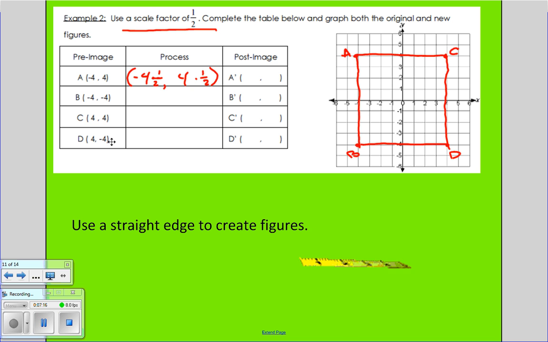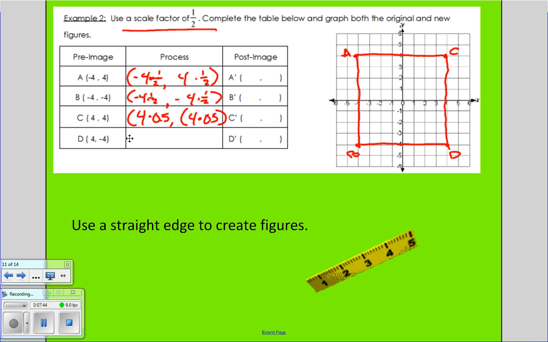Okay, notice these are all 4s. So once we get the +4 and the -4 figured out, we'll just be able to fill in the post image. But -4 times 1/2 and 4 times 1/2. You can also use the decimal form of 1/2, which would be what? 0.5. So if you know the decimal equivalent, you can certainly do that.